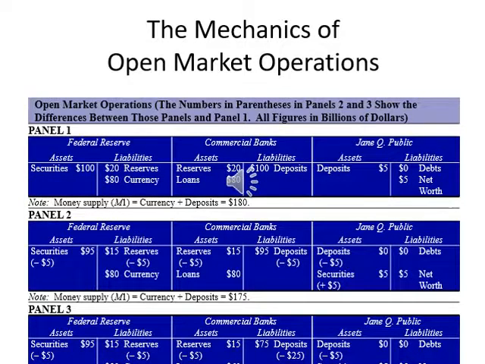The mechanics of open market operations. The numbers in parentheses in panels 2 and 3 show the differences between those panels and panel 1. All figures in billions of dollars.